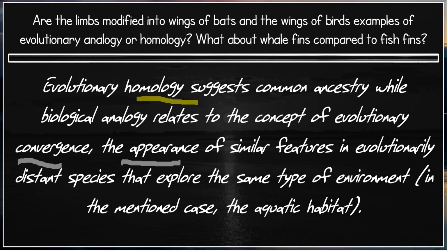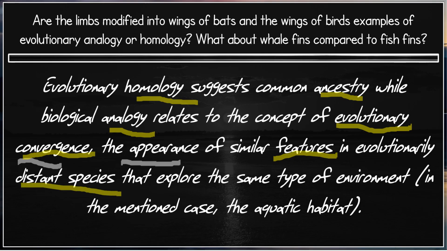Evolutionarily, homology suggests common ancestry, while biological analogy relates to the concept of evolutionary convergence: the appearance of similar features in evolutionarily distant species that explore the same environment, in the mentioned case, the aquatic habitat.